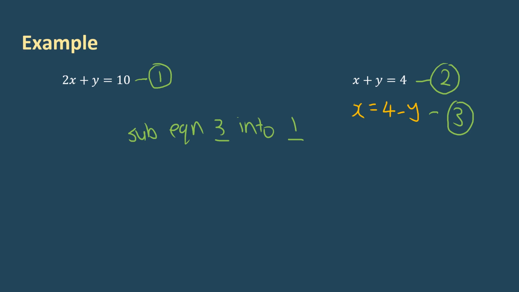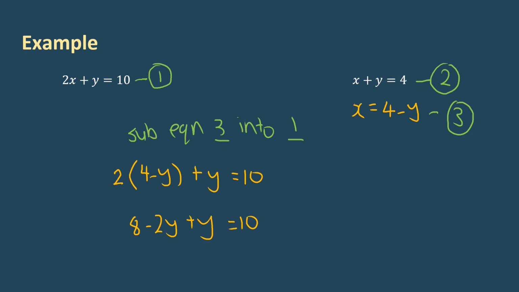We take 2x. Now x is 4 minus y, so it's 2 times 4 minus y plus y equals 10. And then we just solve. We have 8 minus 2y plus y equals 10, and then negative y equals 2. Therefore, y equals negative 2. And now we solve for x.